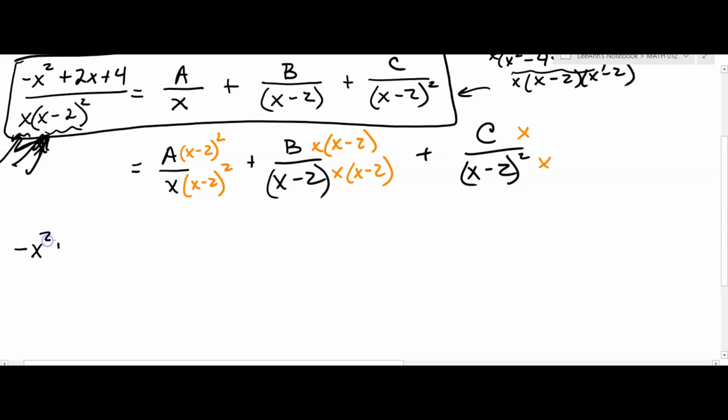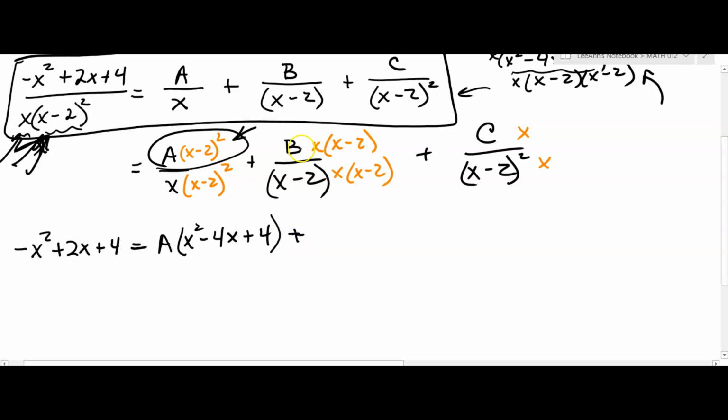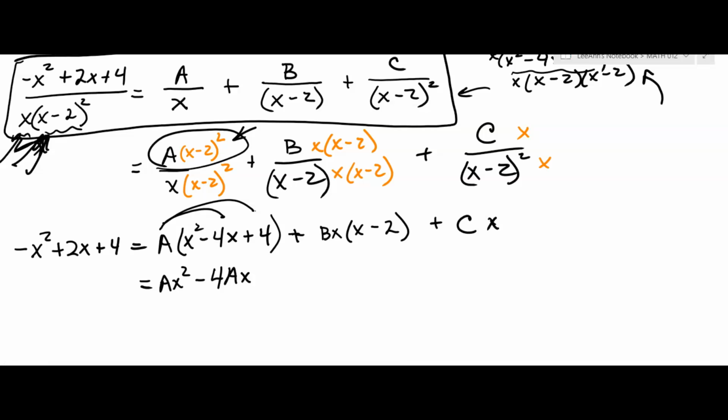I'm going to have negative x squared plus 2x plus 4 is going to equal this, which is going to be A times x squared minus 4x plus 4. You have to think about multiplying that out, but that came from up there. Okay. Plus, and then I'm going to have Bx times x minus 2 plus Cx. Okay, so now I have to do a little bit of distributing here. So I get Ax squared minus, now here's how you're going to write this. It's going to be 4Ax. So you put the coefficient and then the A, B, or C, and then the x. Okay, plus 4A. Then here I'm going to have Bx squared minus 2Bx. And then finally I have plus Cx.